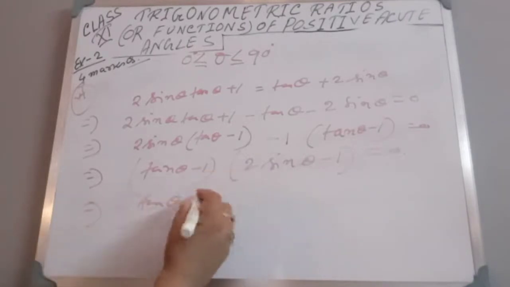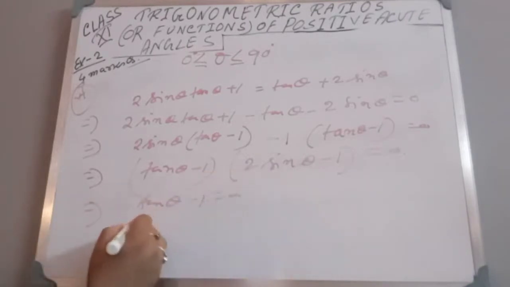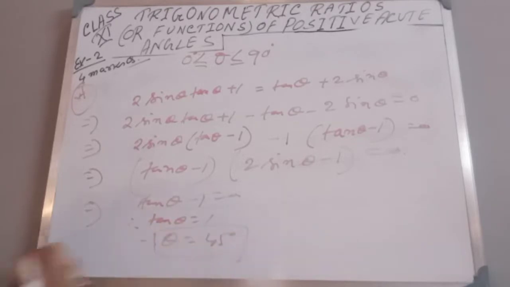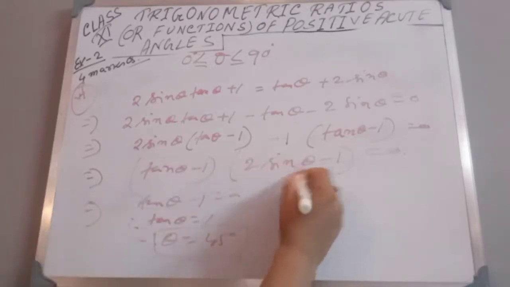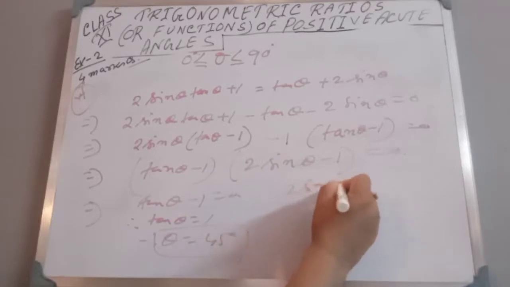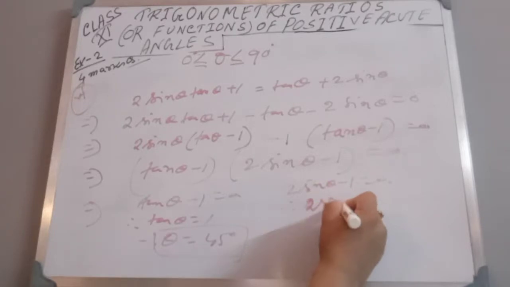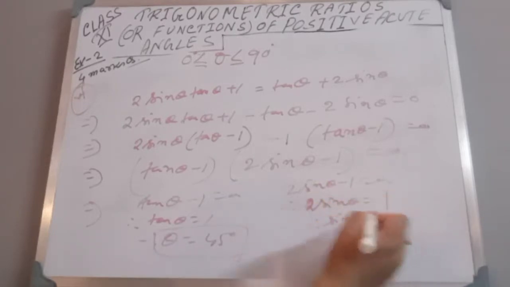So product of these two factors equals 0. So tan θ minus 1 equals 0. So tan θ is equal to 1. Now θ is equal to 45 degrees. This is one value. And what is another value? Here 2 sin θ minus 1 is equal to 0. Therefore 2 sin θ is equal to 1. Therefore sin θ is equal to half.